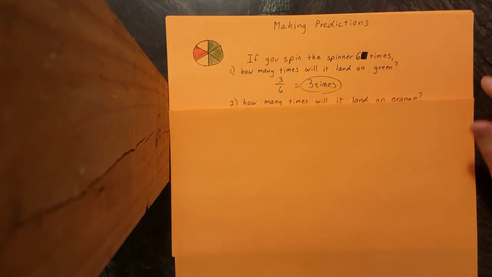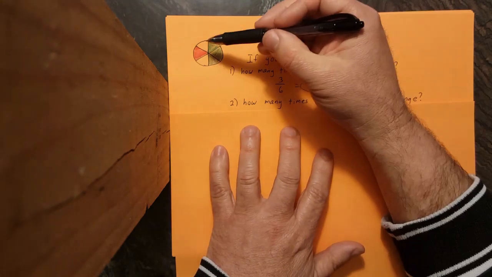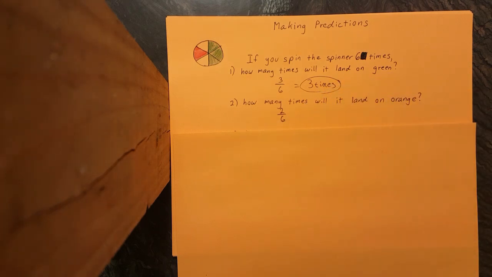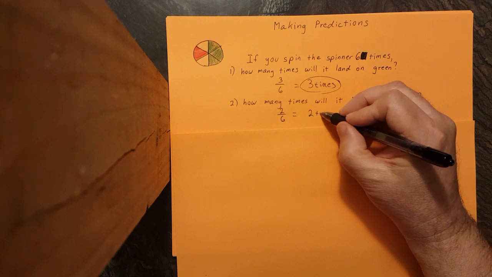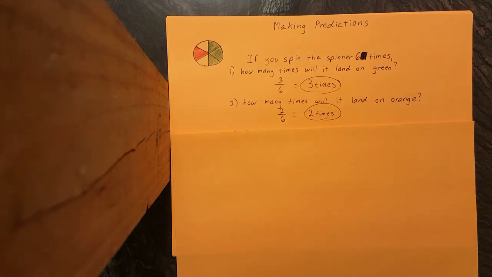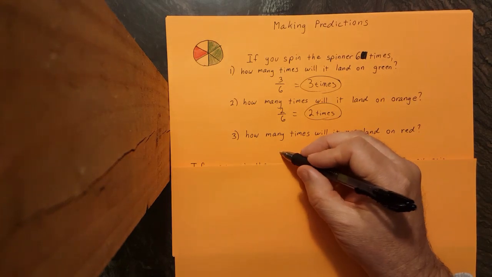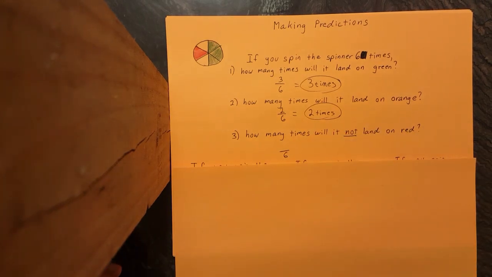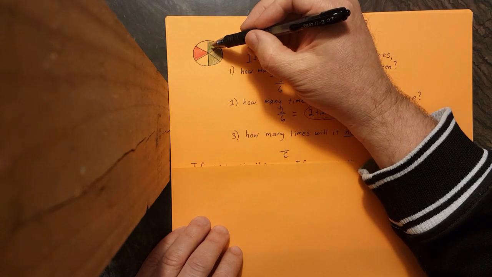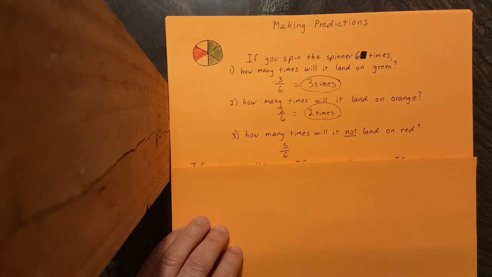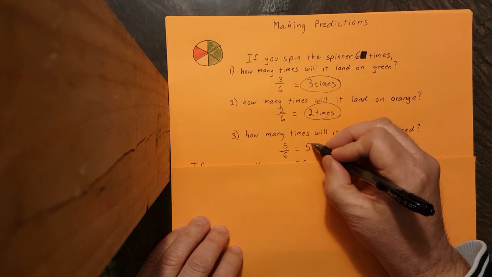All right, if you spin the spinner 6 times, how many times will it land on orange? There's 2 orange ones. So 2 out of 6. 2 out of 6 times it'll land on orange. 2 times. How many times will it not land on red? So again, we're looking for the complement of red. There are still a total of 6 possible outcomes. How many of them are not red? 1, 2, 3, 4, 5. So 5 out of 6 times it will not land on red. So 5 times.